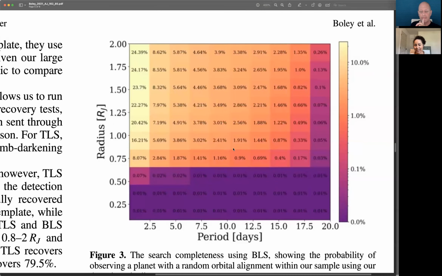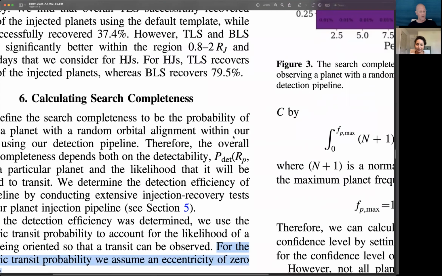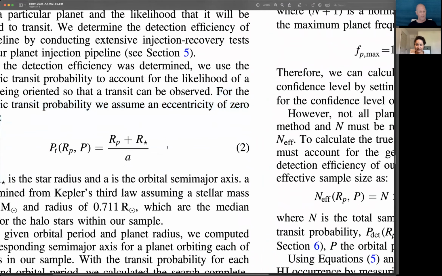And this is basically based on the planet's and star's radius and the semi-major axis, and you get this basically. Yes, that was equation 2. There we go.